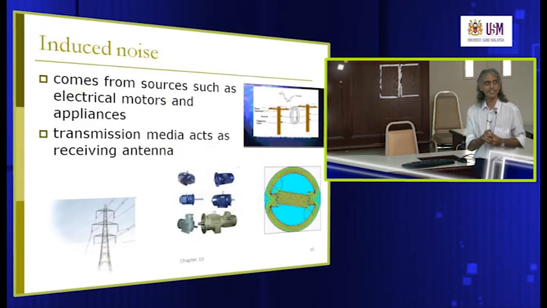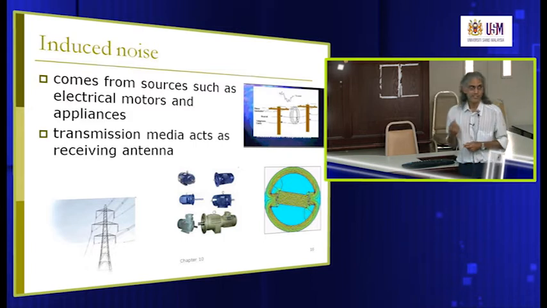The second type of noise is so-called induced noise. Induced noise is basically that some electrical current is generated inside the wires based on magnetic interference from outside. Electromagnetic interference from motors, antennas, and all these things is basically generating small amounts of current in the wires. So this will also cause noise.